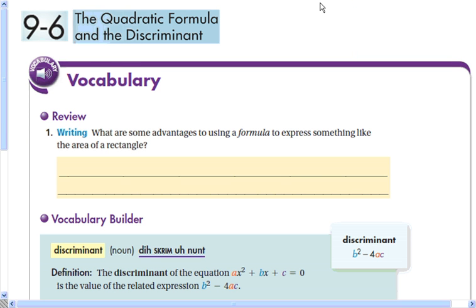Hey students, this is lesson 9.6, the quadratic formula and the discriminant. We're going to learn how to solve any quadratic equation using the quadratic formula.